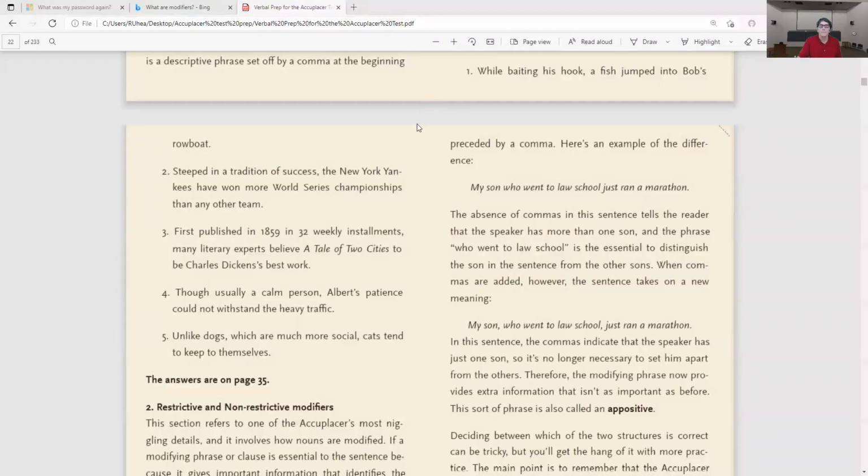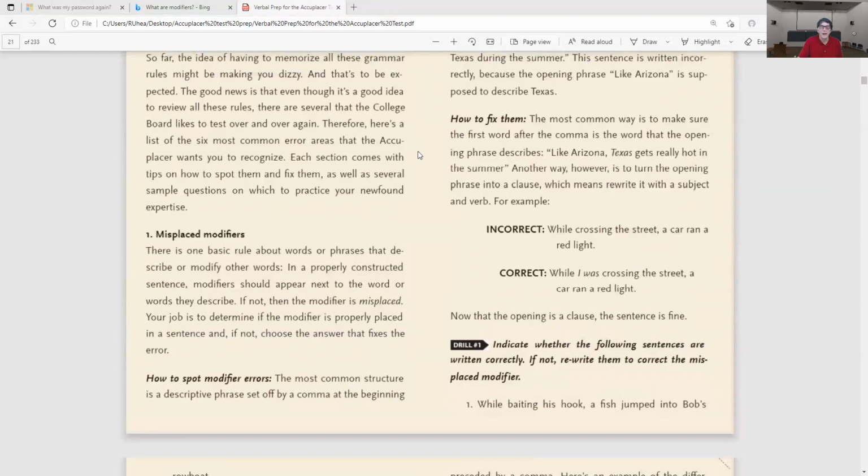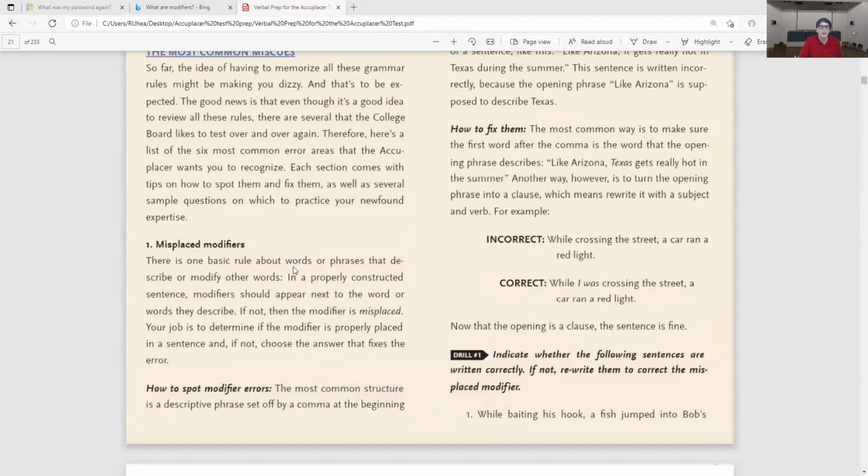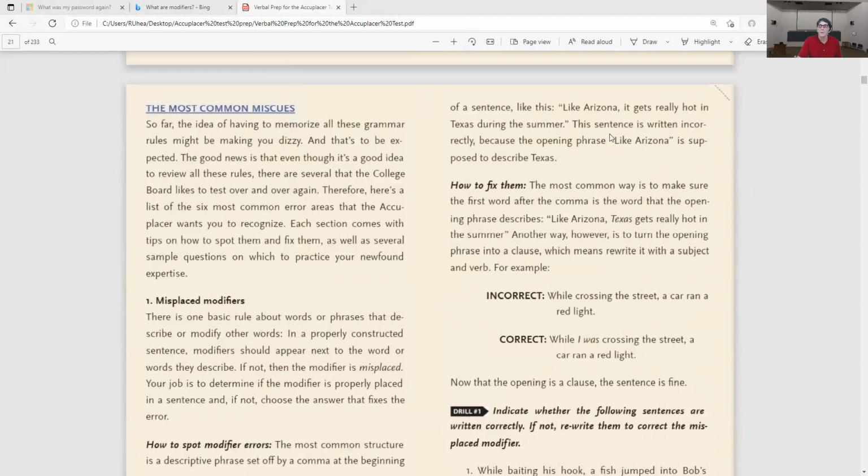I'll show you from the book. Let me share a screen. Dave French's Verbal Prep. Here we go. So, this is page 21. Misplaced modifiers. Modifiers are a group of words or a phrase that describe another word in the sentence. And for the sentence to work best, the modifier should come right after the word it modifies, or as closely as possible thereafter. For example, here we have a sentence.